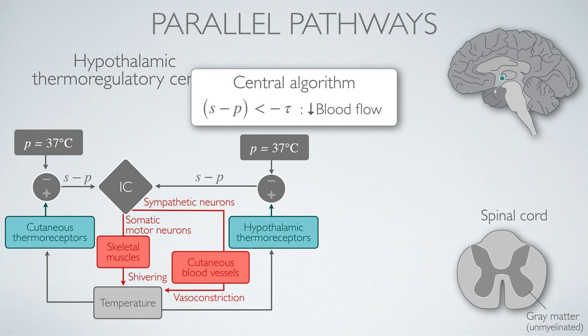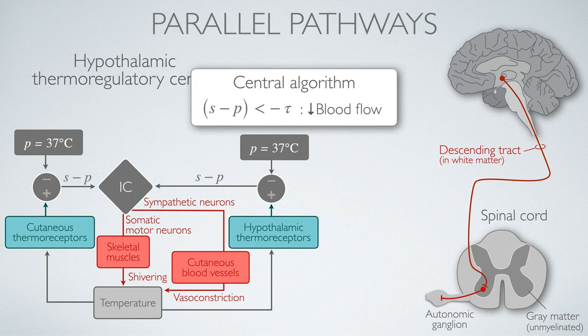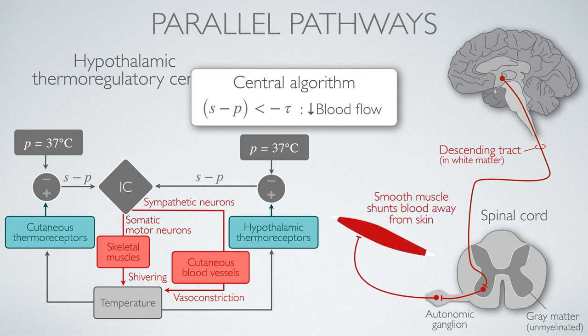So this is a central algorithm. We have the hypothalamus itself detecting that change in temperature. Now, the efferent part is in the periphery. So if we look on the right-hand side, we have a similar pattern with a descending tract. This time, instead of activating a motor neuron, we're activating this pathway that includes something called an autonomic ganglion. We'll get into that later. But the target here is not a skeletal muscle, but instead a smooth muscle. And that smooth muscle functions to shunt blood away from the skin.